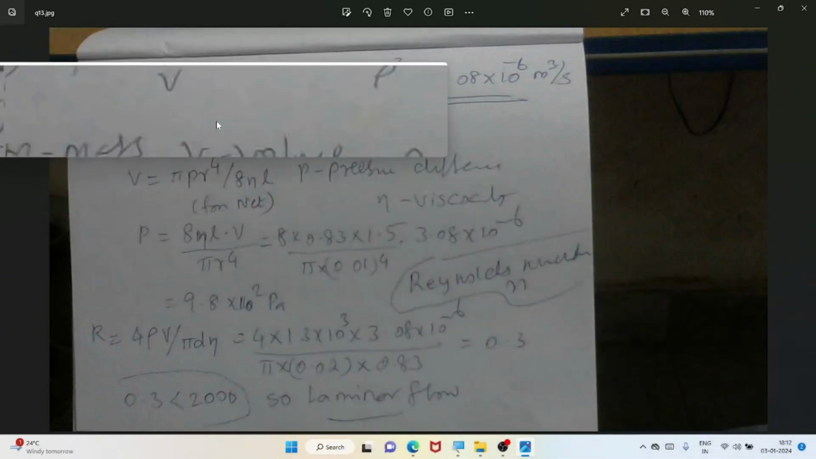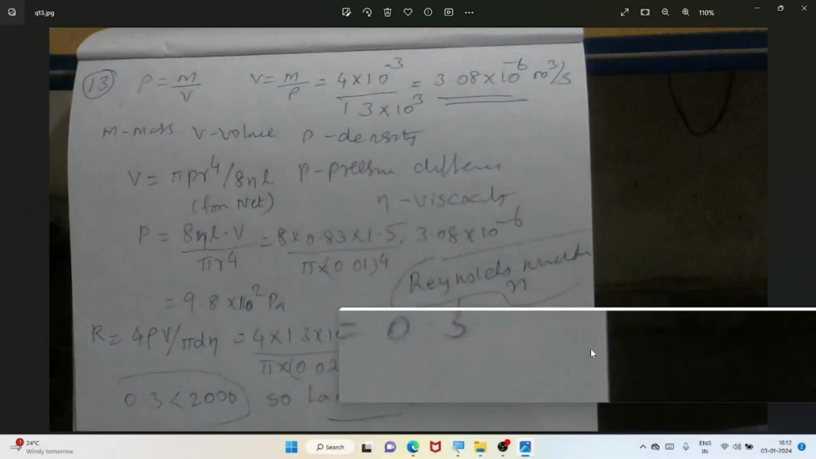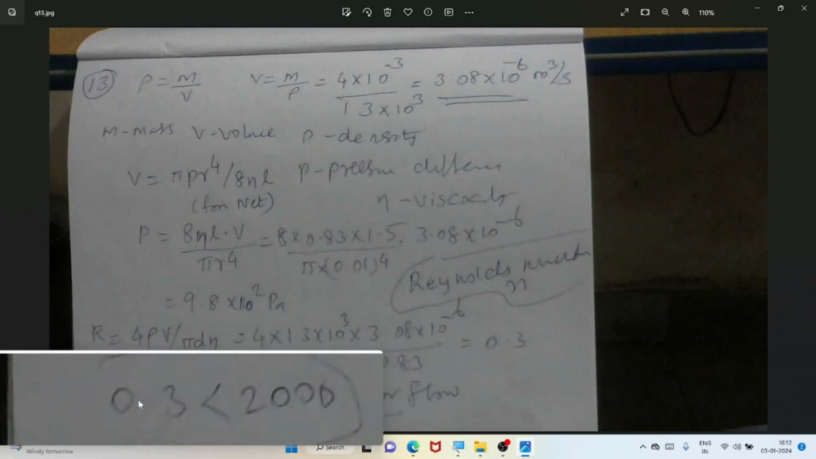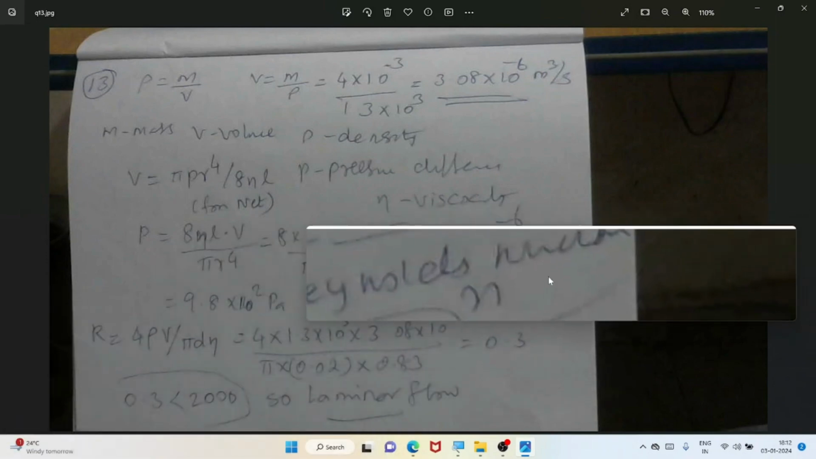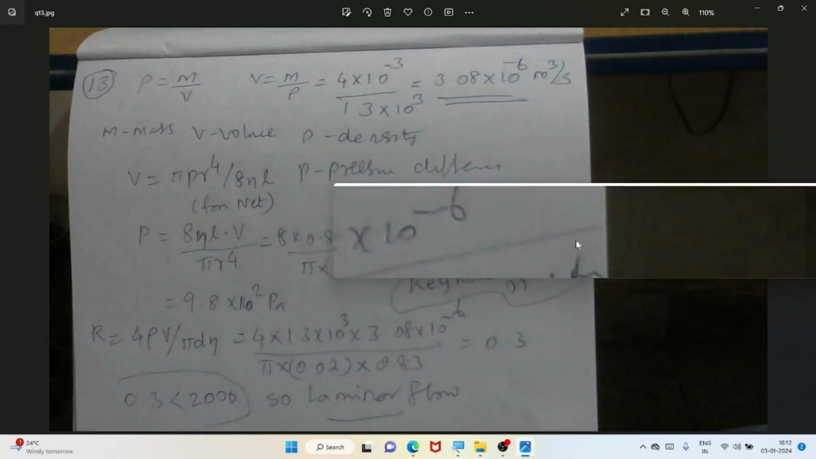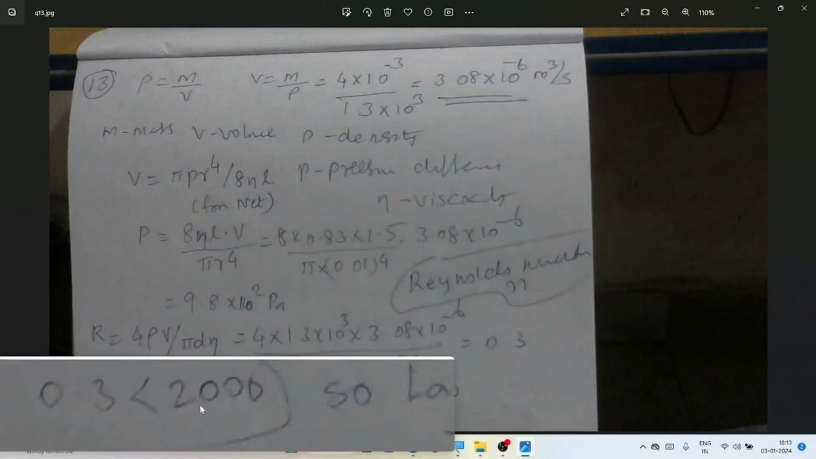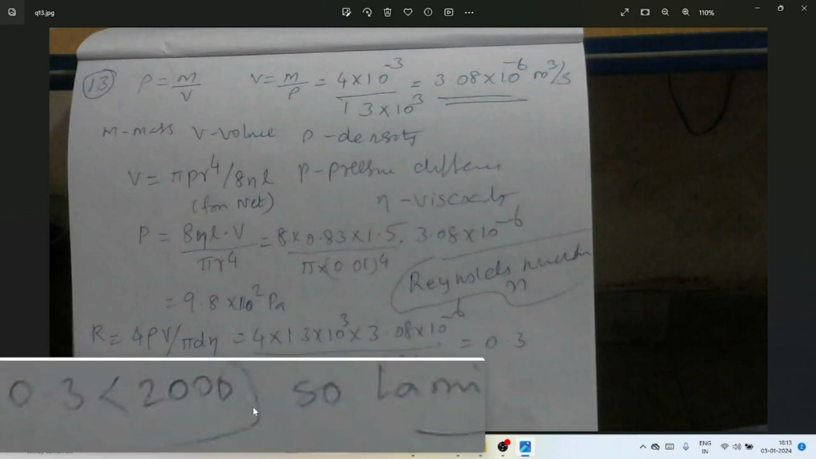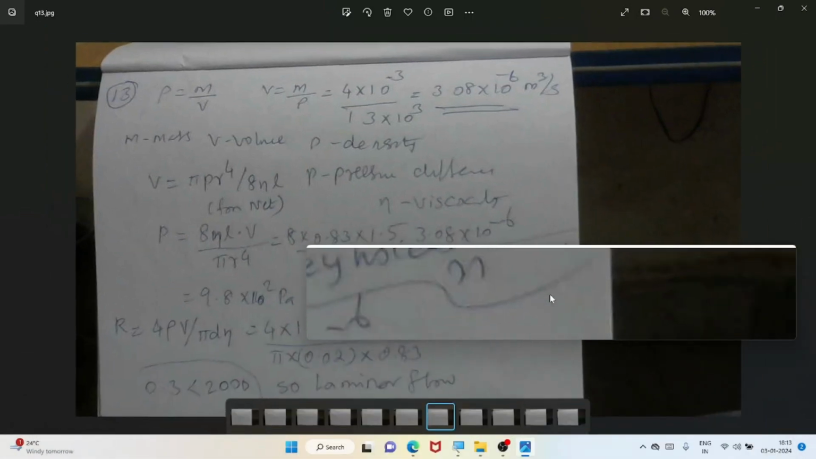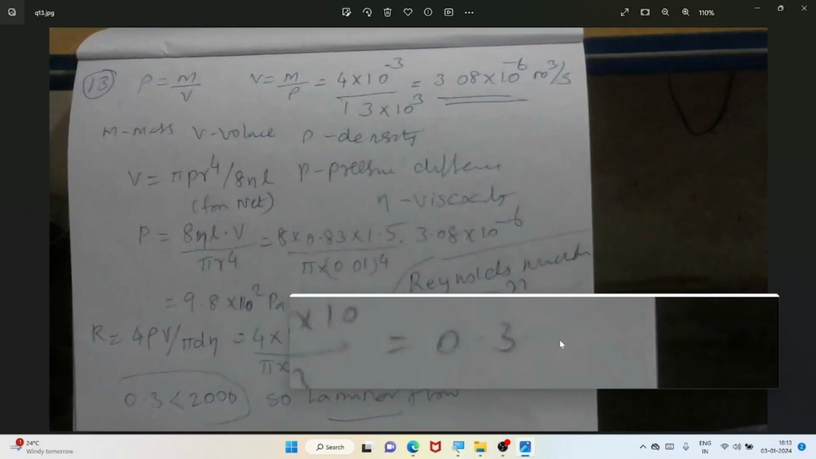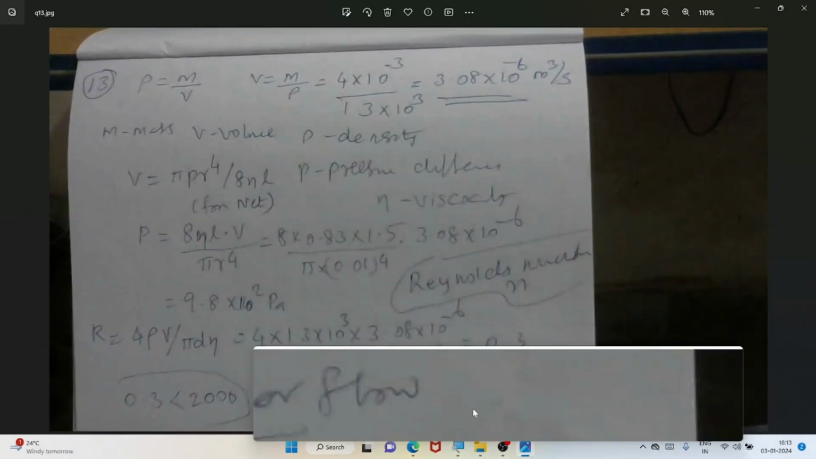Okay, density is equal to mass by volume. Then after that, finding this Reynolds number, that is not actually given in the book, maybe in some other chapter. So that number comes out to 0.3, that is less than 2000, which means it's a laminar flow. This is how they have derived it from the net. I took it from the net.